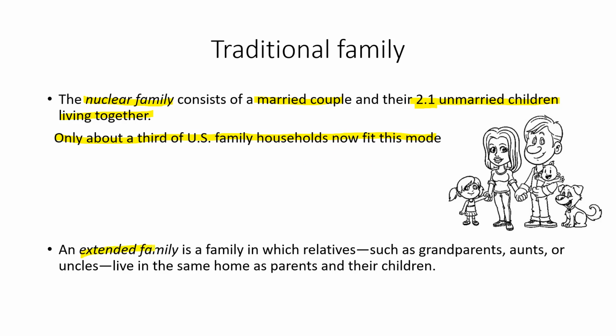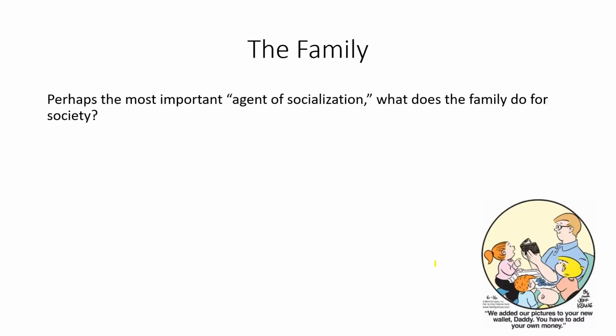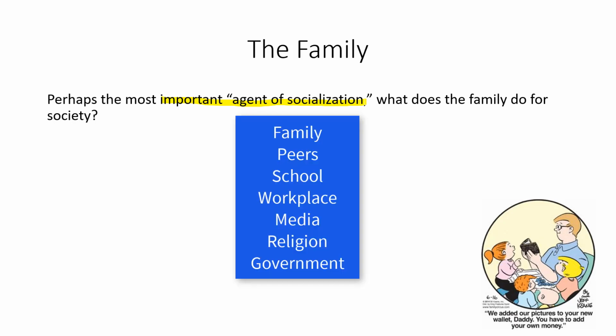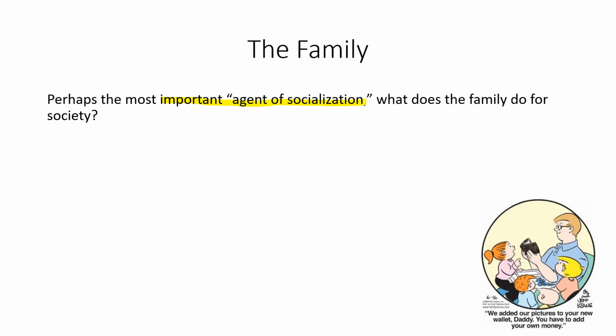We also have what is called the extended family, in which the relatives, such as grandparents, aunts, or uncles, live in the same home as the parents and their children. The family is the most important agent of socialization. If you've taken Intro to Sociology, you know there's approximately 7 major agents of socialization, and the family, a la the parents, is considered the most important because of how much influence it has on us very early on in our development stages.